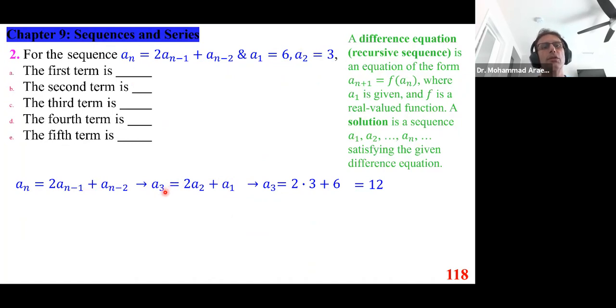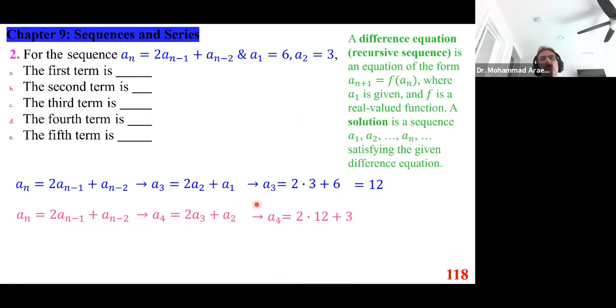So let's replace this n with number 4. When we do that, then this becomes n minus 1, which is 3, n minus 2, which is 2. So 2 times a sub 3, so 2 times what we just found, 12, plus a sub 2. 2 times 12 is 24, plus 3 equals 27. And as long as you can show work for 2, that's good enough. You can come up with the rest of it.